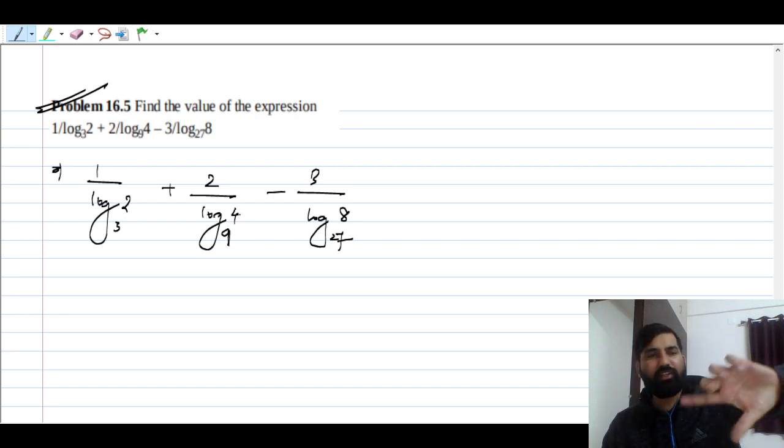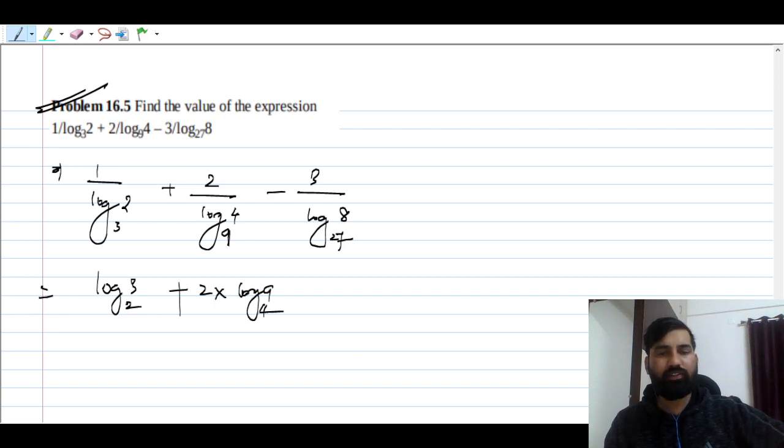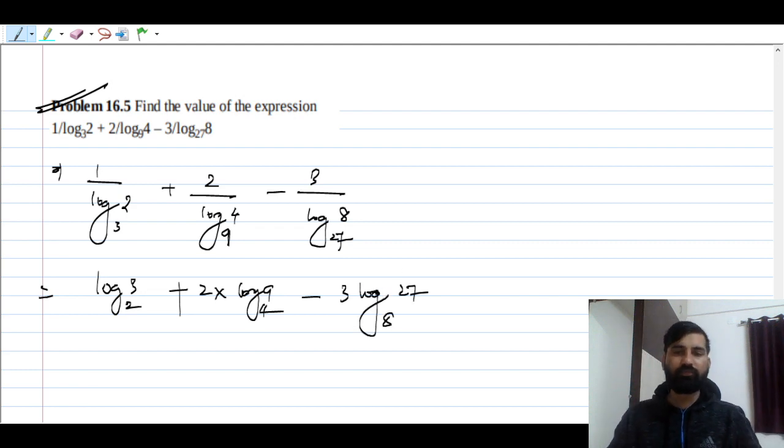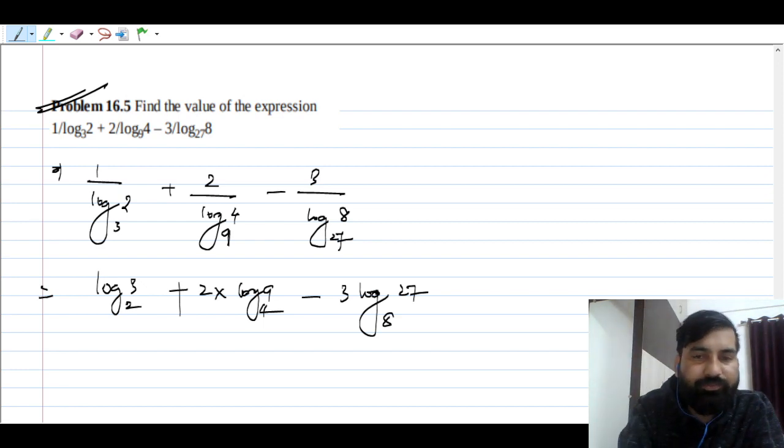So what we can do here is we can just switch it, right? अगर आप इसको switch कर दो, मतलब what you can write this as, you can say that this is nothing but log 3 base 2 into log 9 base 4, right? You can just do like this, and then minus 3 times log 27 base 8. Yeah, you can switch it, right? Base change rule हम लगा रहे हैं.